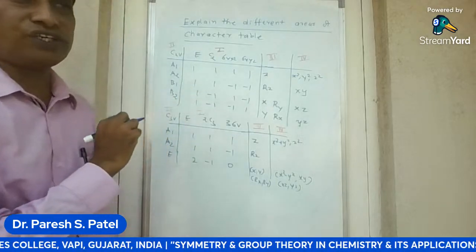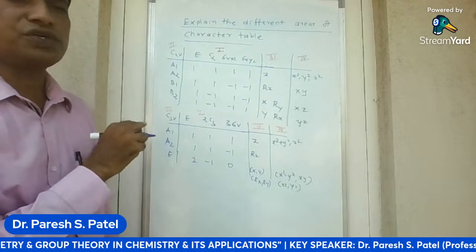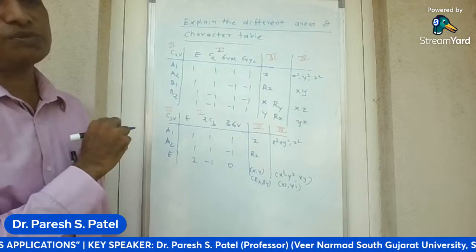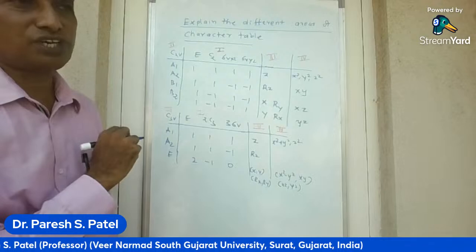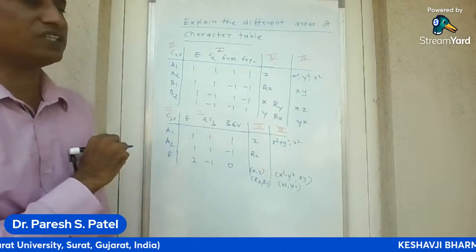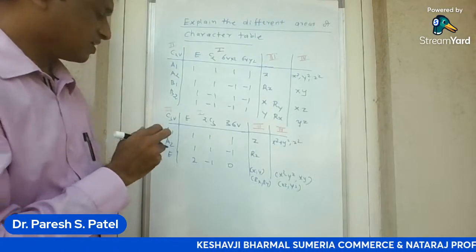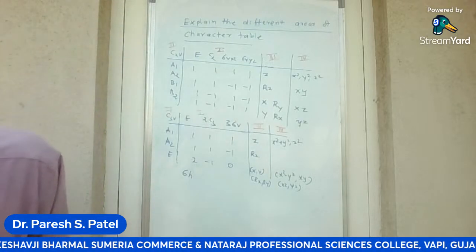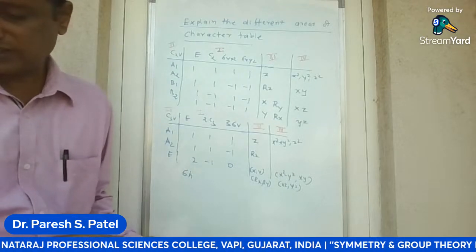subscript 1 and 2, we already discussed that if there is a C2 axis perpendicular to the main principal axis and the character of that irreducible representation is +1, then subscript 1 can be used. If the character for the perpendicular C2 axis is -1, then subscript 2 can be used. Now the value for sigma h. Character for sigma h is equal to +1.